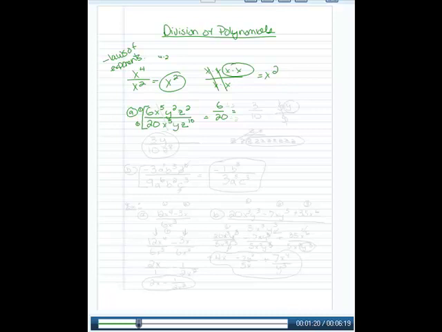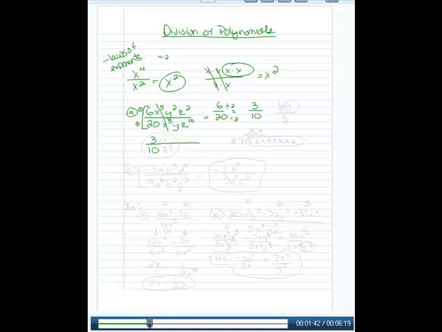What number can you simplify by? Well, they're both divisible by 2. So 6 divided by 2 is 3. 20 divided by 2 is 10. So the first part of my answer is going to be 3/10. Now let's just look at the x's. I have 5 x's at the top and 5 x's at the bottom. They're going to completely cancel out. There's not going to be any x's left.